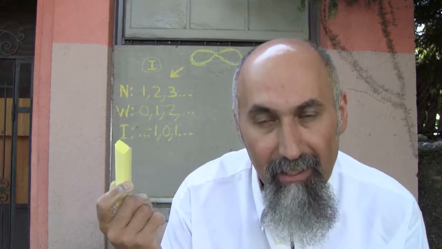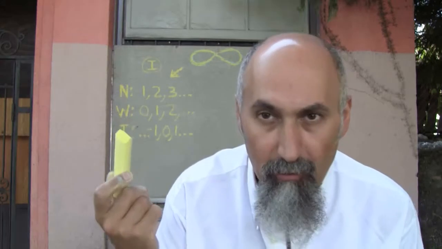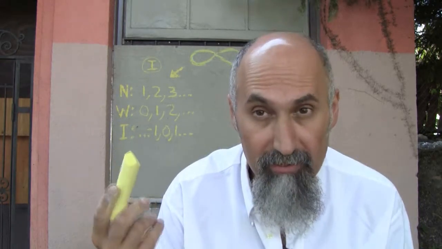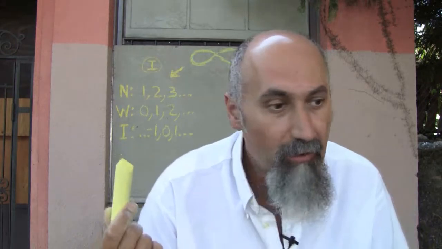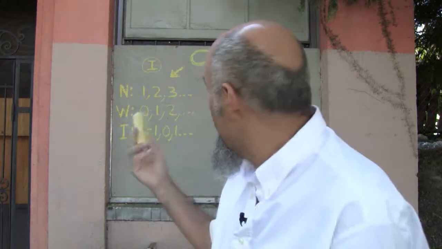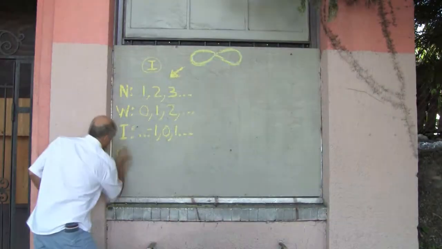So this infinity, the integer infinity, is bigger than the whole number set, right? The integer set is bigger than the whole number set. And from this, we can go to the rational numbers, which are infinitely larger than all of those.